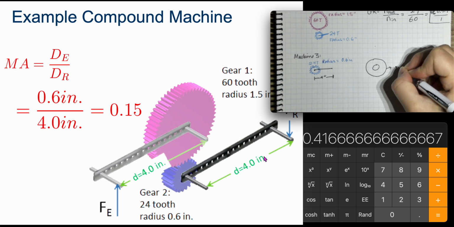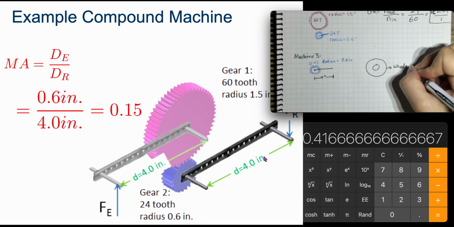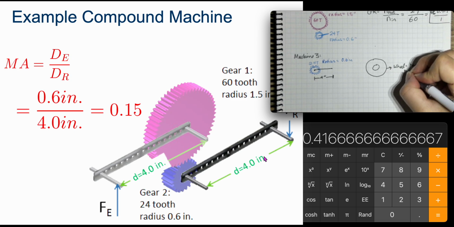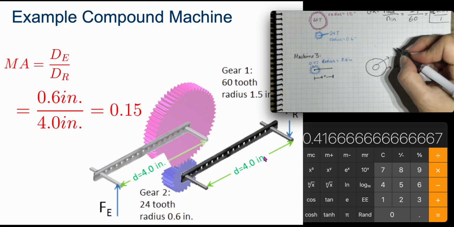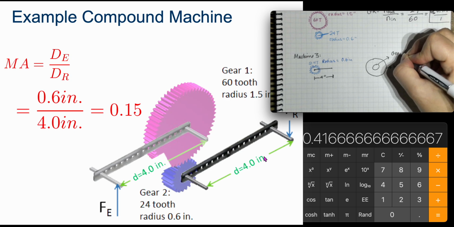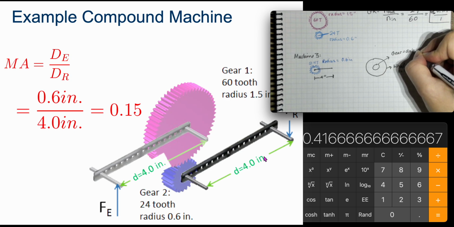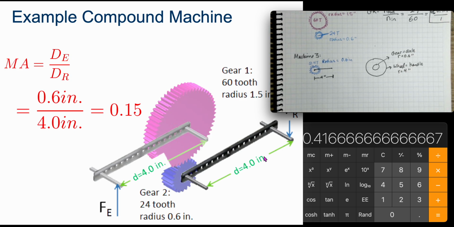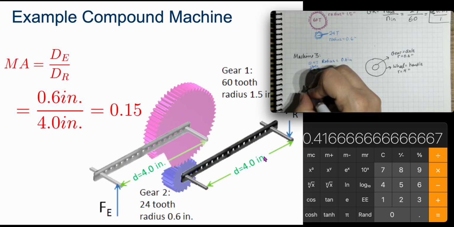my wheel is my handle, and that is R equals 4 inches, and then my gear equals my axle, and that is 0.6 inches. Okay, and let's go ahead and plug that in, write out our formula.